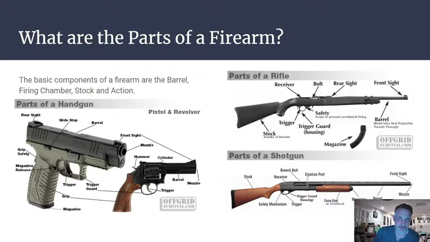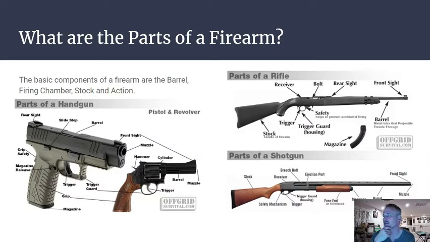So what are the parts of a firearm? Basically, you have a few basic components: the barrel, the firing chamber, and the stock and action. This is true of handguns, and handguns can be broken down into revolvers or pistols. You also have rifles. These have some of those same basic components, although it's usually a longer barrel. And then you have shotguns as well. Rifles and shotguns are very similar.